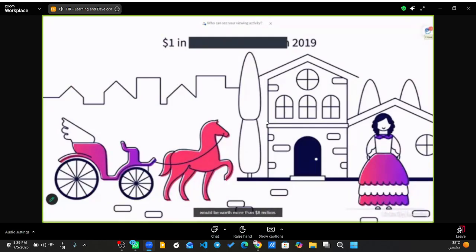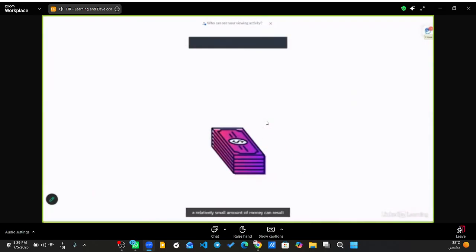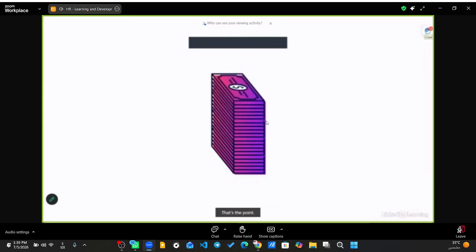Stocks would be worth more than $8 million. Now, no one lived to be 200, of course, but with successful asset allocation and financial planning, a relatively small amount of money can result in a significant sum in a decade or two. That's the point. Keep this in mind as you prepare for your retirement and build your financial portfolio.